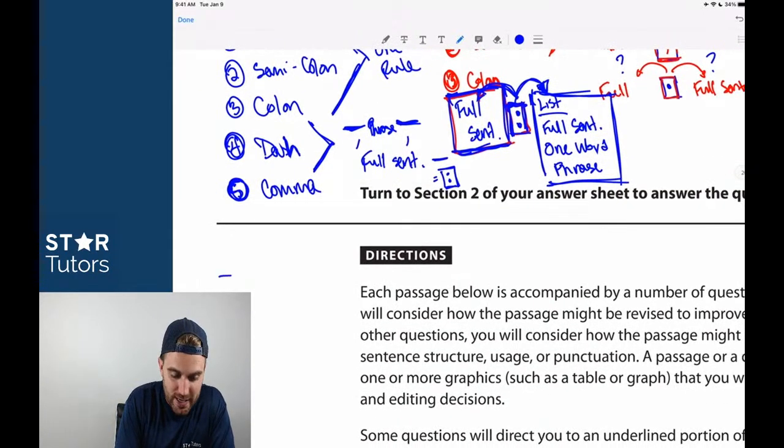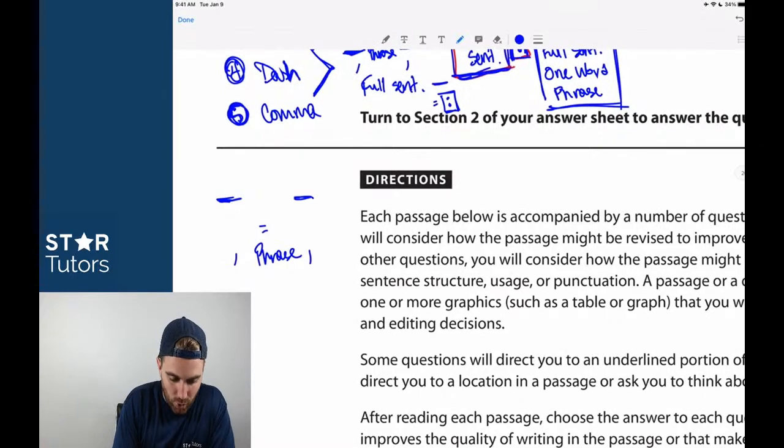So you can either have two dashes, right, which are equal to two commas, where there's usually a phrase in between, something that's non-essential. Or a dash is equal to a colon.